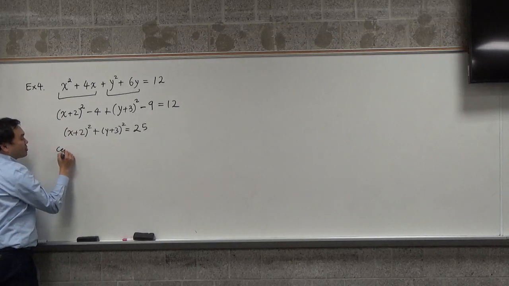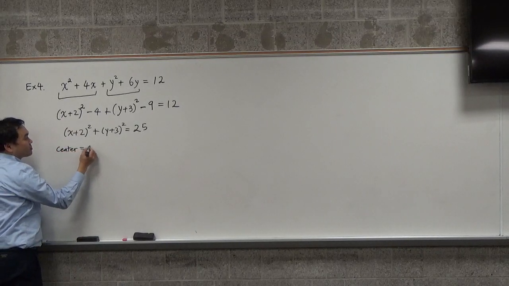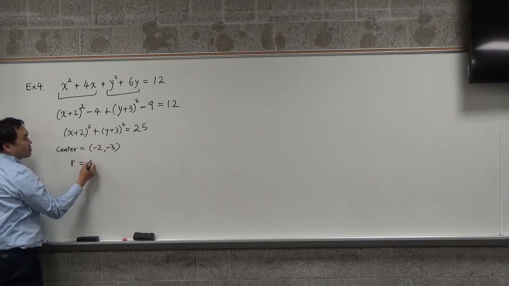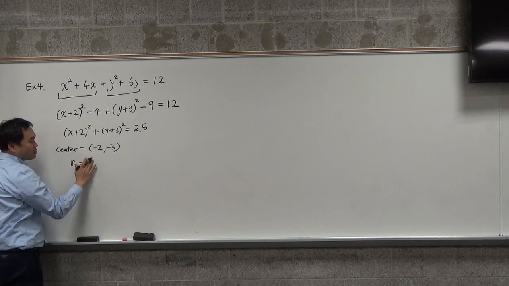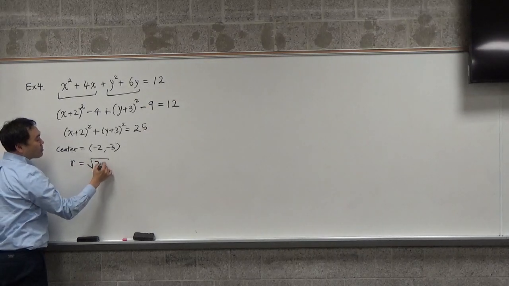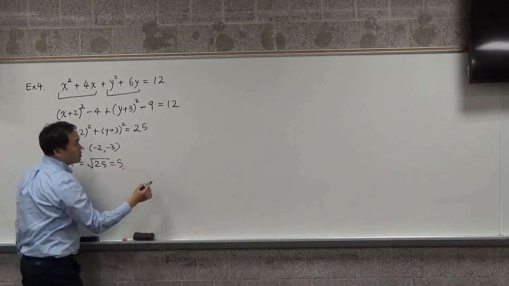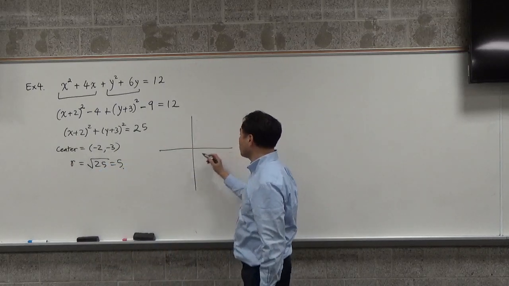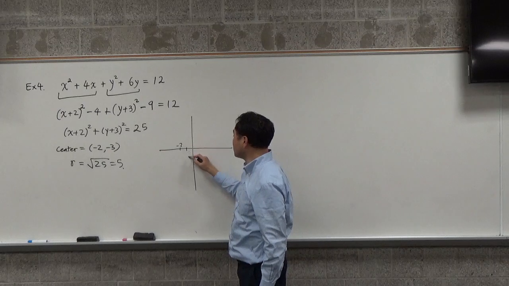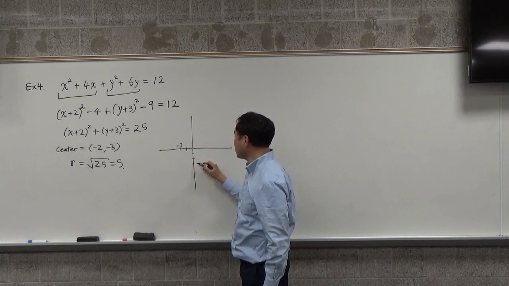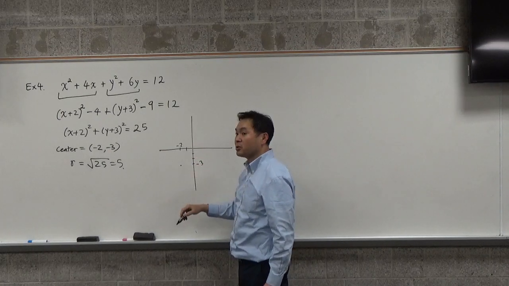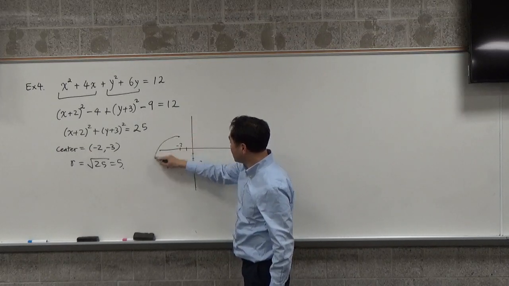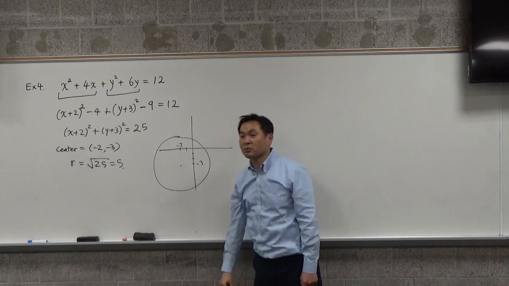Okay, what's the center? Negative 2, negative 3. What's the radius? Square root of 25, which is equal to 5. And then you can draw this graph as 1, 2, negative 2, and then 1, 2, 3, negative 3 at this point. And since the radius is 5, it should be going all the way up to here. So this will be the graph that you get.